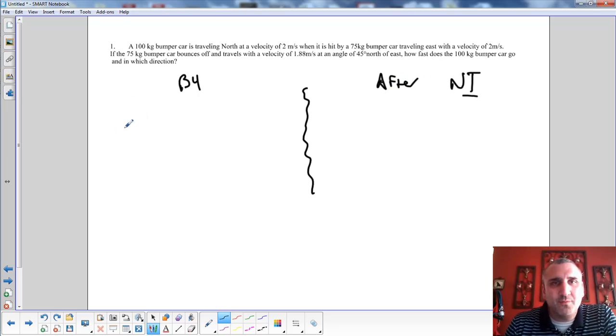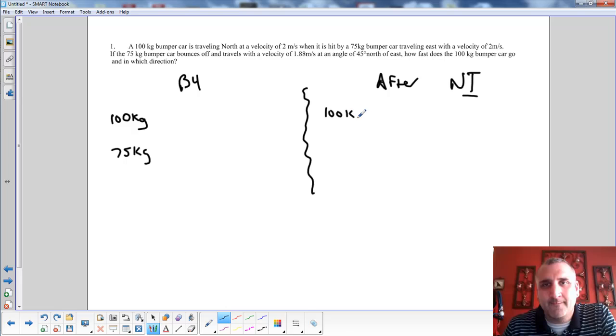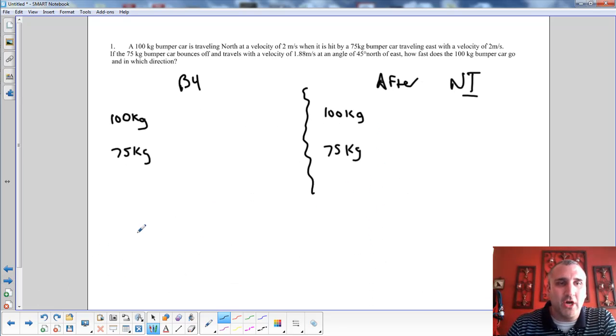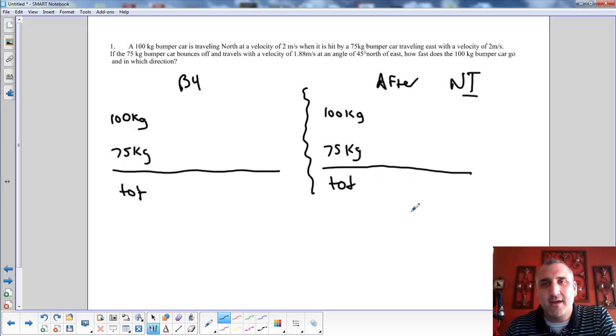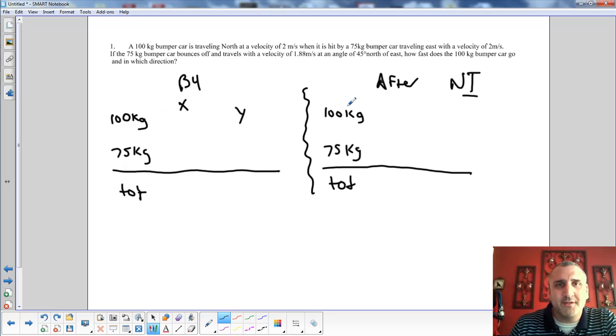Before the collision, I'm just going to call them what they are: the 100 kilogram bumper car and the 75 kilogram bumper car. 100 kilogram, 75 kilogram, and notice they don't join together. Here, they did. Here, they don't. So we're going to end up with a total momentum for both of these. Total. And remember that the conservation of momentum states that the total here has to equal the total here. So, what are the momentums? We care about x and y because these are two-dimensional.